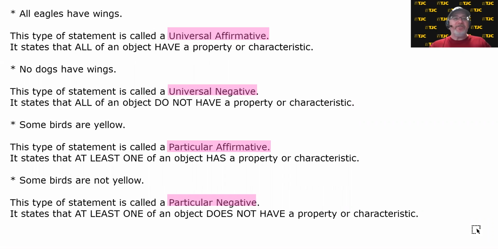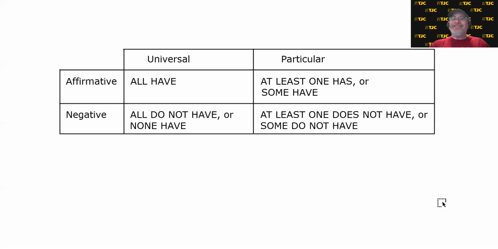All right, so let's just summarize these four types of statements that we're going to draw Euler circles for. I put them in a nice little table. Universal, particular columns, affirmative and negative rows. So what makes a universal universal? Universal is when you're referring to all of something, which is kind of equivalent to saying none, because when you say none do, you're saying all don't. Whereas particular is not talking about all, but talking about at least one, or saying the word some.